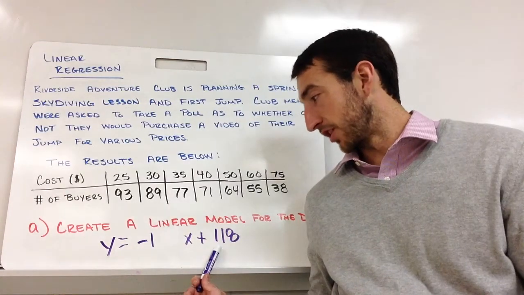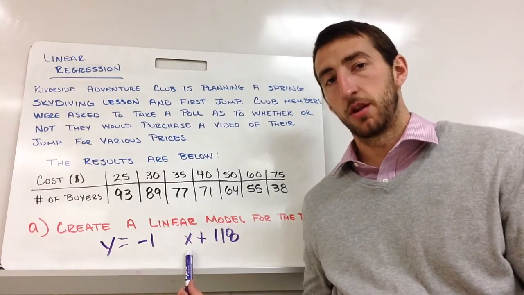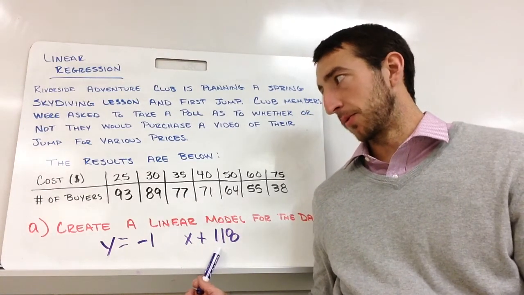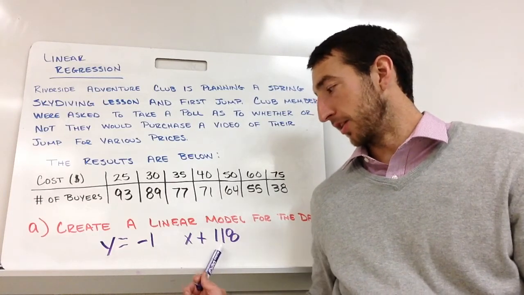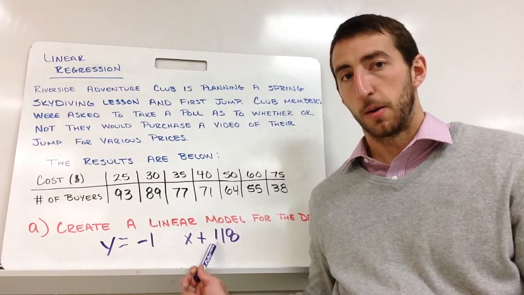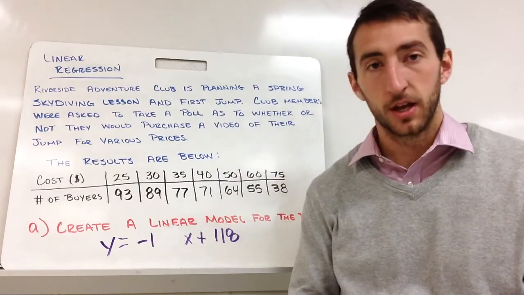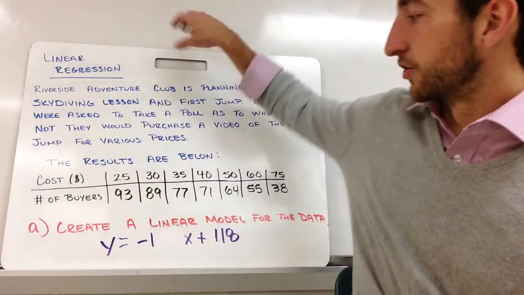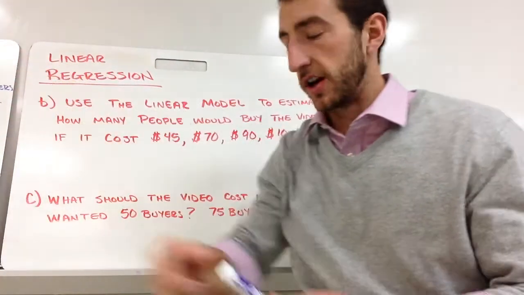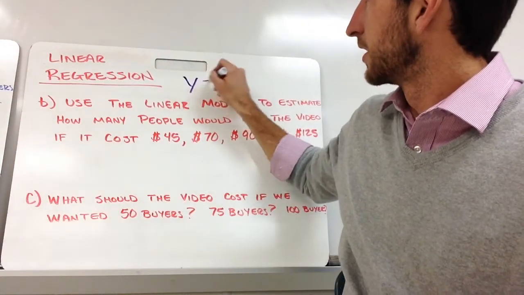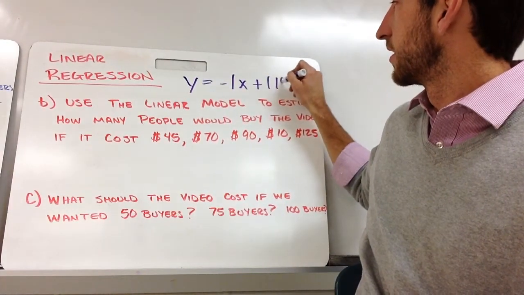My y-intercept is 118, which means that if my cost was 0, I would have 118 people buying that video. And then every time I add a person, I'm going to lose 1 viewer. But that means every time I add $1, I'm going to gain $1 profit. So it's kind of a give and take in this situation. So now that we have our linear model, I'm going to go ahead and rewrite it up here. So I've got my y equals negative 1x plus 118.